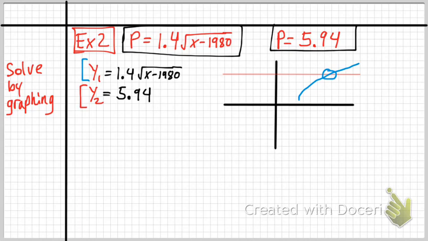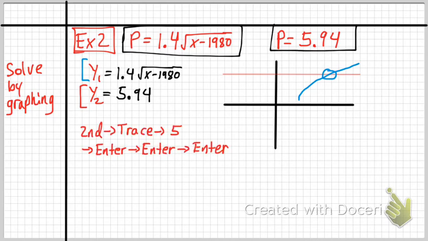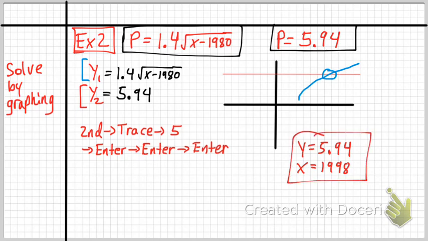Now remember that your graphing calculator has the intersect function that you can use to help you out. And to access that, you press second trace 5 and then enter, enter, enter. I believe that 5 is the correct thing for the intersect function. And what you'll get is some point, and you find out that when y is equal to 5.94, x is approximately 1998, approximately. And that'll be your answer here.